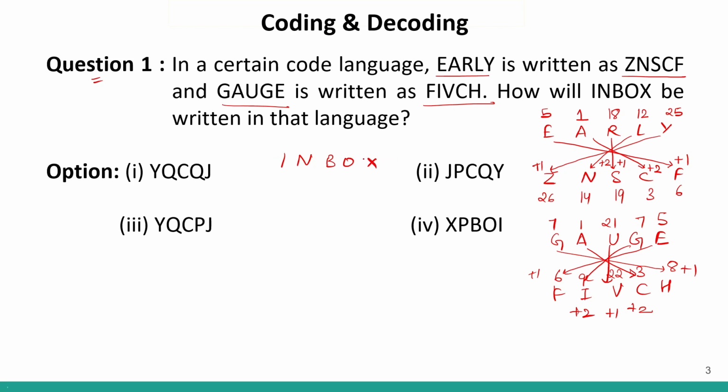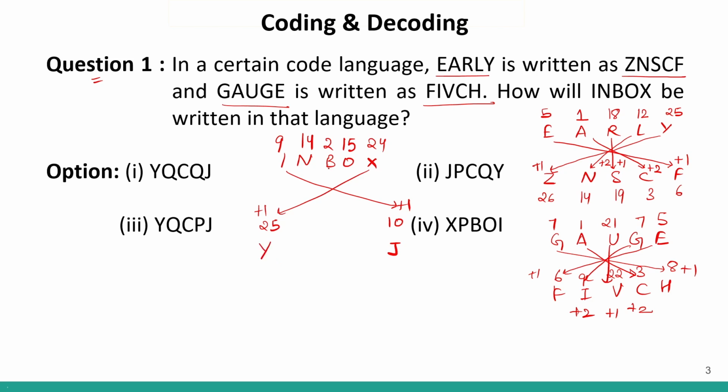INBOX, what are the forward positions? I is 9, N is 14, B is 2, O is 15, and X is how much? Forward rank for X is 24. So now I will move 1 position forward from X, so I will get 25. Similarly from I also I will move 1 position forward, so I will get 10. At 10 we have J, and at 25 we have Y.